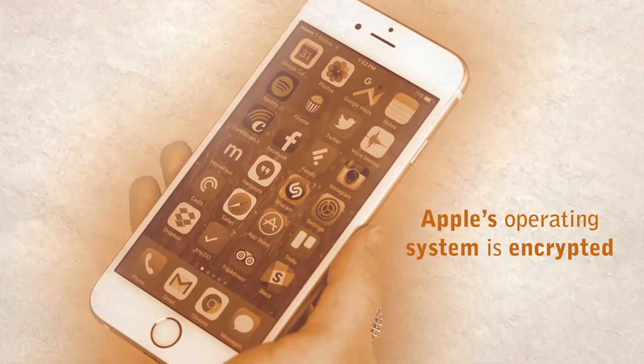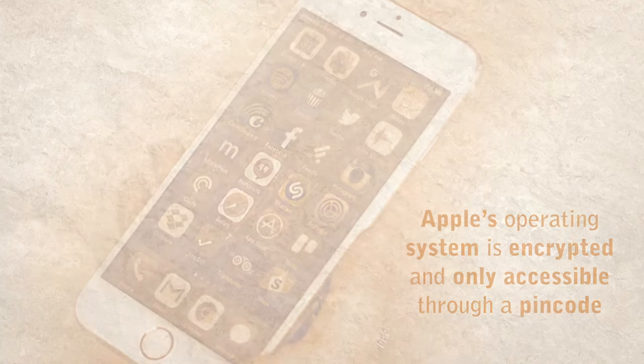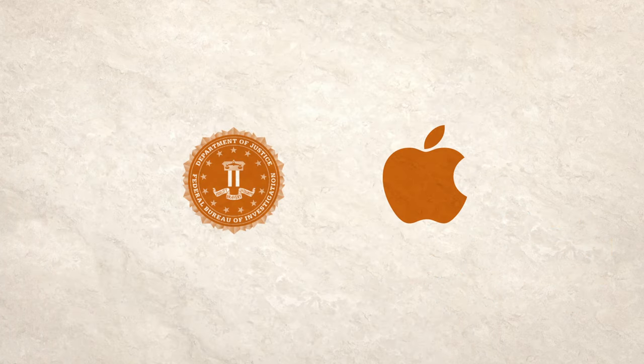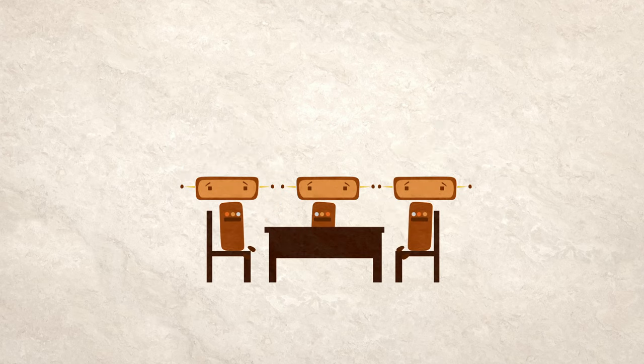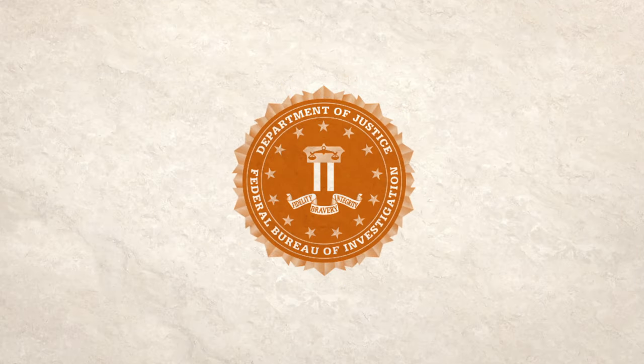However, Apple's operating system is encrypted and only accessible through a PIN code. The FBI asked Apple to modify the system to let them in. Apple refused, opening a lively debate on the right to privacy versus security needs. The case was almost taken to court, but in the end, the FBI found a vulnerability to crack the phone.